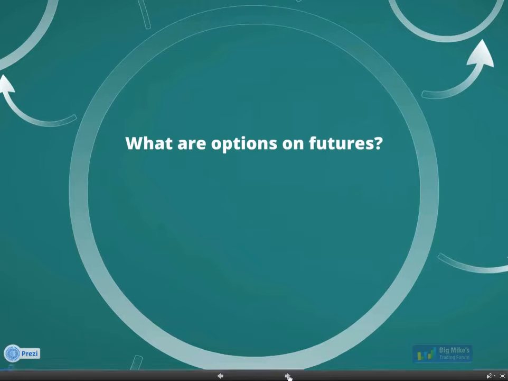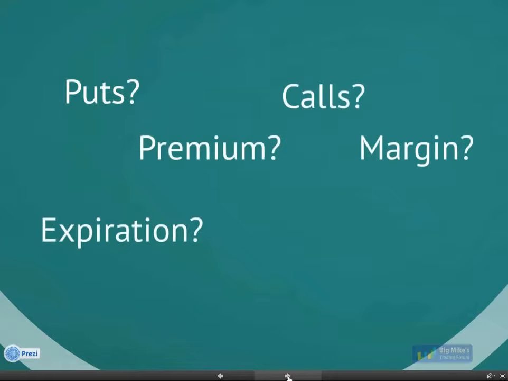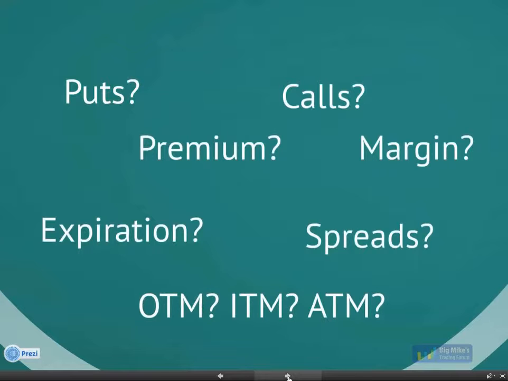First of all, what are options on futures? A lot of things there. Puts, calls, premium, margin. There's expirations. We do spreads and things like out of the money, in the money, at the money.